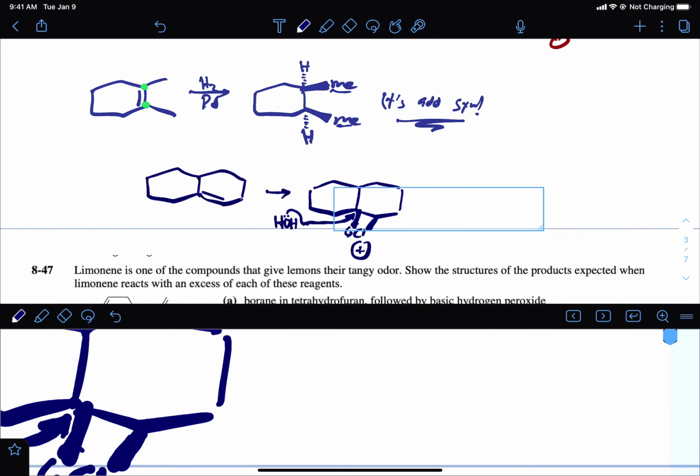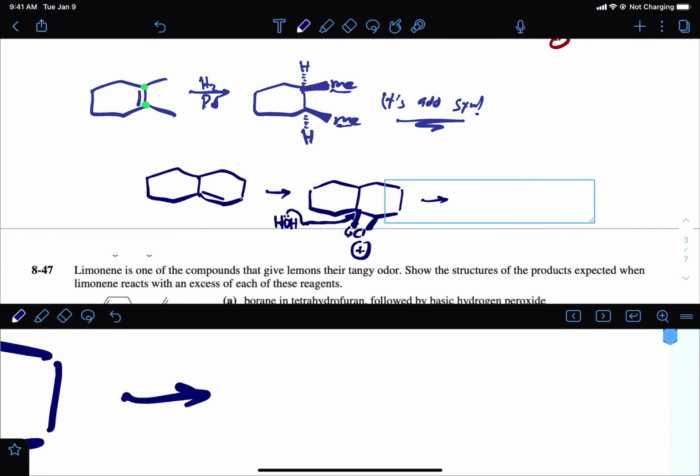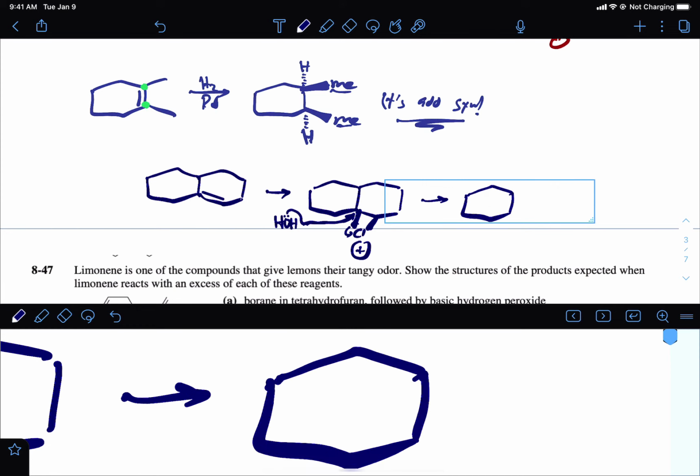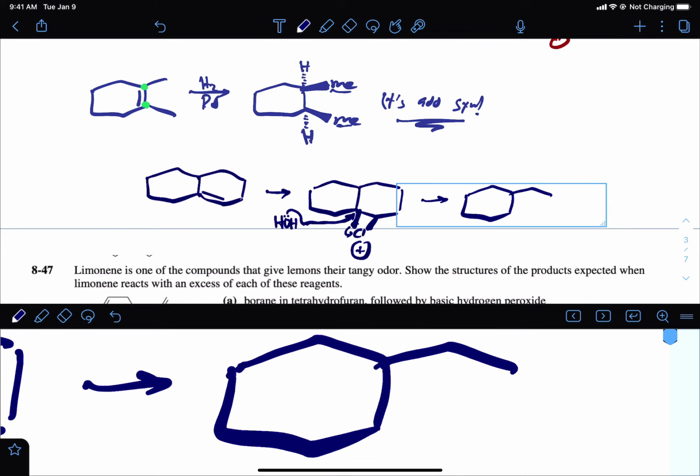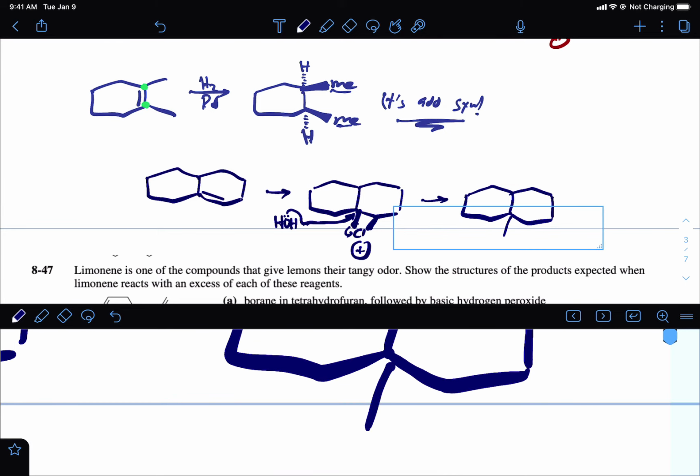So the water does the same thing here. We said anytime you have a three-membered ring with a positive charge, that ring gets opened from the more substituted side. So what you end up with is the OH on the more substituted carbon. And let's make it dashed. I should have done that.